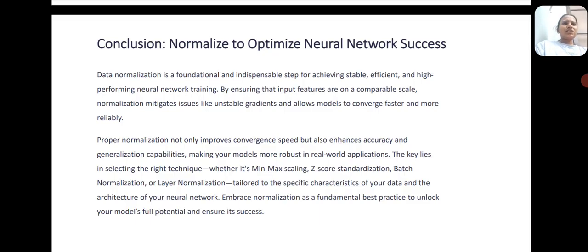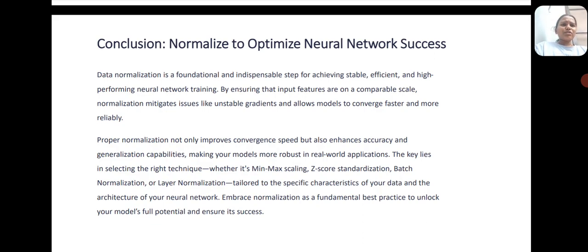Data normalization is a foundational and indispensable step for achieving stable, efficient, and high performing neural network training. By ensuring that input features are on a comparable scale, normalization mitigates issues like unstable gradients and allows models to converge faster and more reliably.